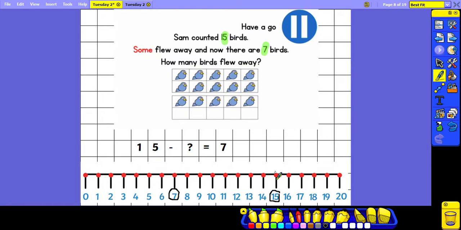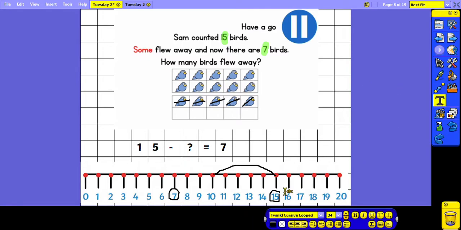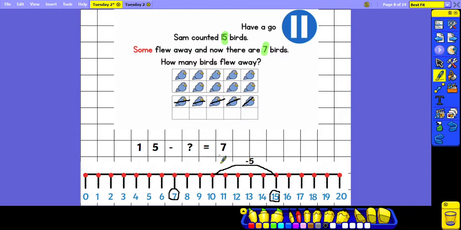I'm going to do one big jump from 15 to 10. So there I have just taken away 5. And then I'm going to do some little jumps to get from 10 to 7. So I'm just jumping 1. So 1, 2, and 3. So just doing one jump at a time.